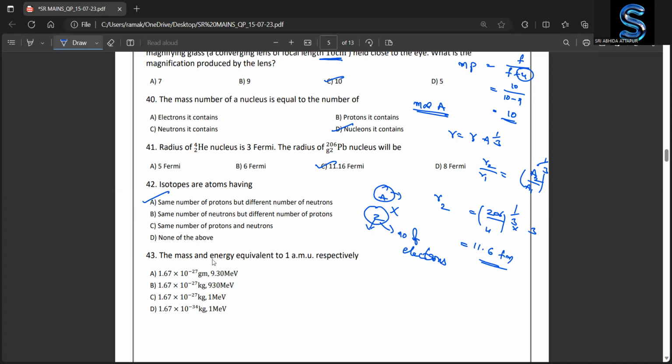Also the next question: the mass and energy equivalent to 1 AMU are respectively. So based on that, we know that 1 AMU is equal to 1 by 12 of a carbon C 6 12 atom. So we can represent it as 1.67 into 10 to the power of minus 27 kilograms, or in terms of energy it can be represented as 930 mega electron volts.